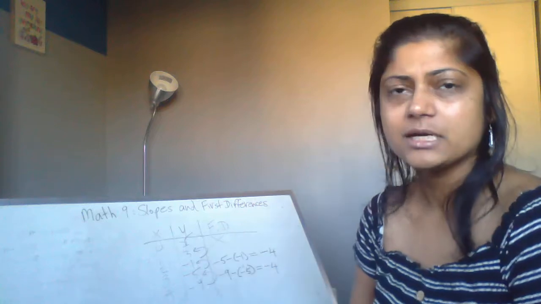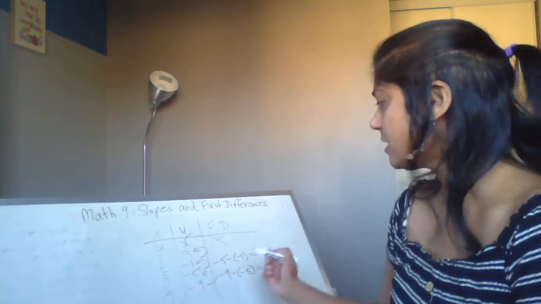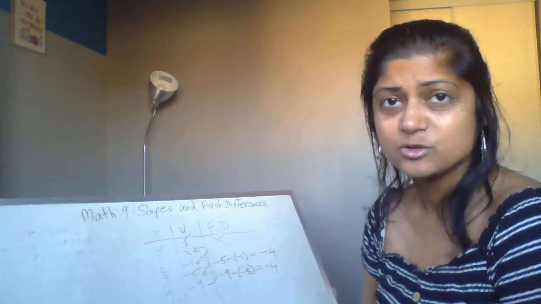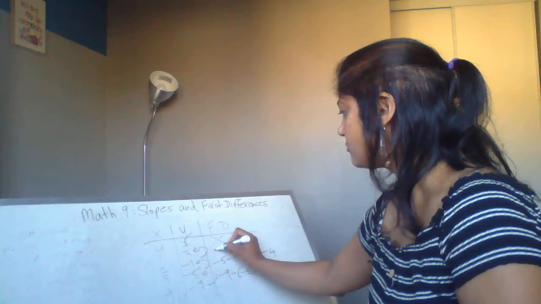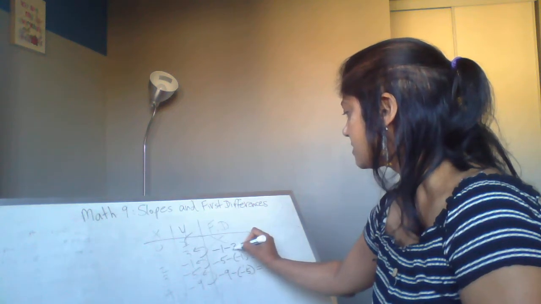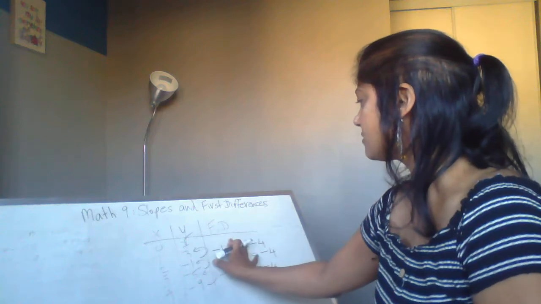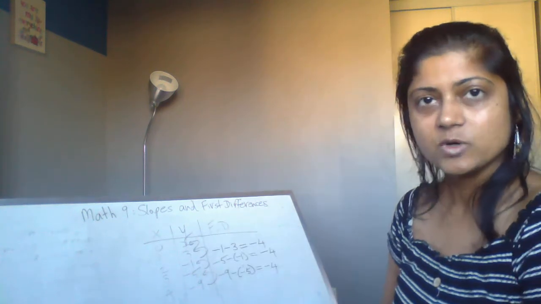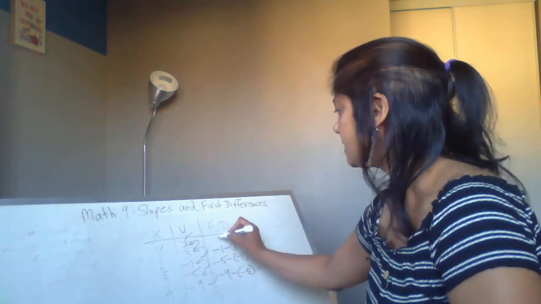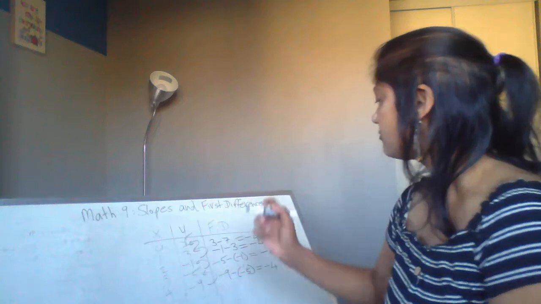And again, if you get confused, remember to just use your calculator and put in the negative sign so you don't mess anything up. The next one is going to be -1 minus 3, which is -4. I'm going to take off the arrows just so you can see this. And the last one is going to be 3 minus 7, which is equal to -4.